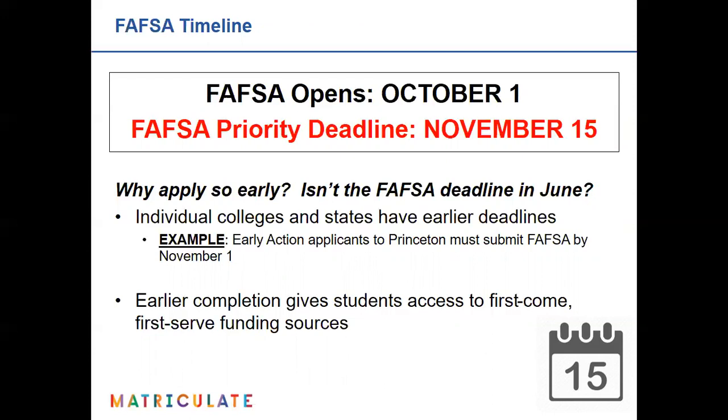For instance, you'll see that Princeton needs to have the FAFSA submitted by November 1st. And it's just important to know that the product of the FAFSA allows you to think more closely about whether a school is a better financial fit for you. So the earlier that you fill out this form, the better it is for you to start applying the information that you receive from it to the schools on your college list and making the best financial decision from there.